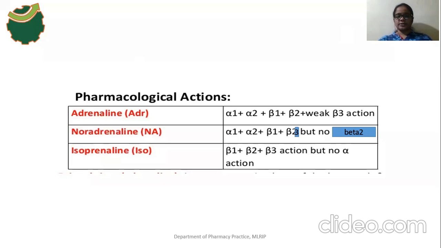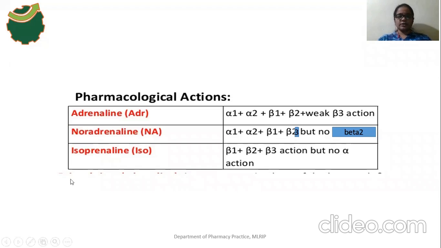In the last class, I discussed the adrenergic receptors, the mechanism of action of adrenergic receptors, and the classification of adrenergic drugs. In today's class, I'm going to explain the pharmacological actions of adrenergic drugs. Here I will mainly differentiate the pharmacological actions of adrenaline, noradrenaline, and isoprenaline.